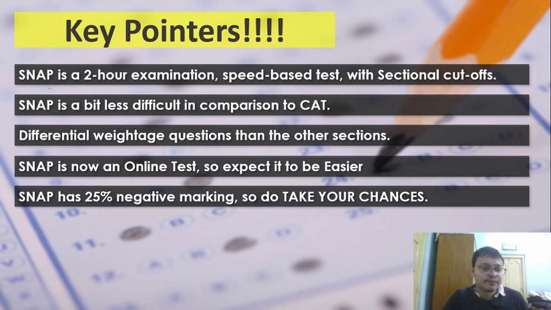So finally, some key pointers to keep in mind. Remember, SNAP is a 2-hour exam with 110 odd questions, 150 marks in total. So it's a speed-based test, and there are sectional cutoffs in certain years as well, along with it being a speed-based test. Sectional cutoff may not be there necessarily, but it's important that you maximize your overall scores.